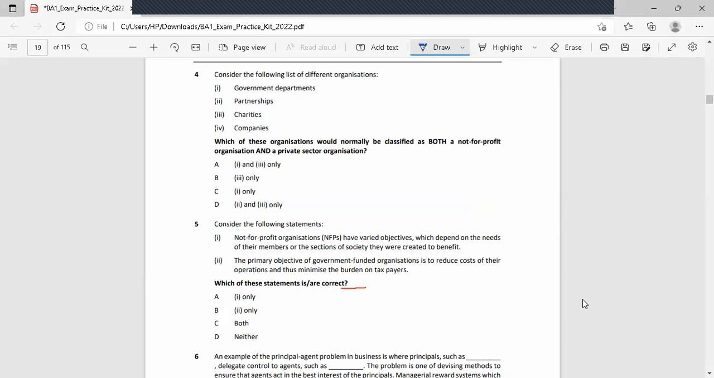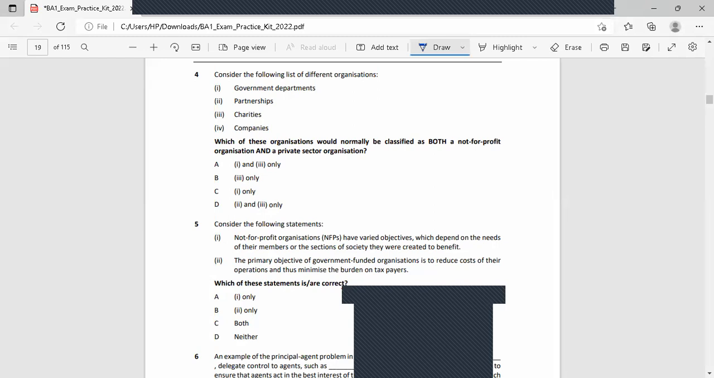Consider the following list of different organizations: government departments, partnerships, charities, and companies. Which of these organizations would normally be classified as both a not-for-profit organization and private sector organization? Private. So what do you think? Which one do you think? One can be ruled out. See, one will not be there in the picture at all because they are focusing on private sector organizations. So government department in any case will not come. So wherever one is there, we can rule it out.